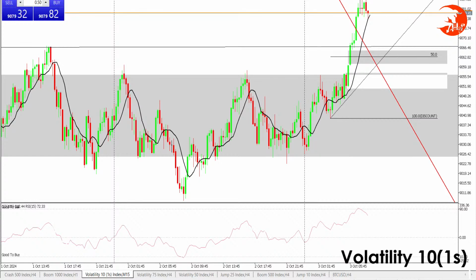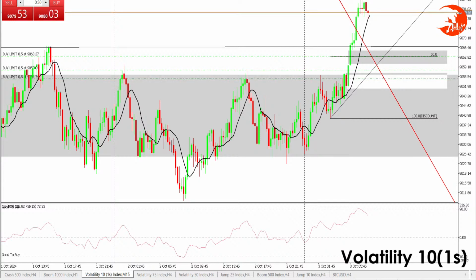So what do I do? I will put my buy limits here, a buy limit here, another one here, and another one there, and I'll have 3 of those. So the one that comes in first, then it will go. There's another one up there, but I can't buy in premium. I only sell in premium.